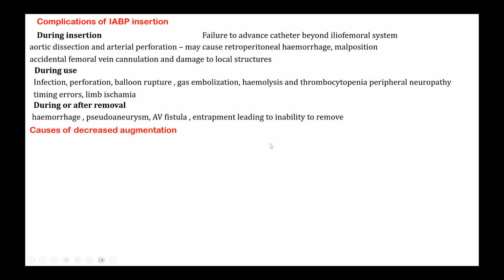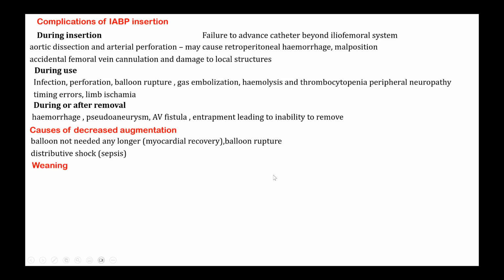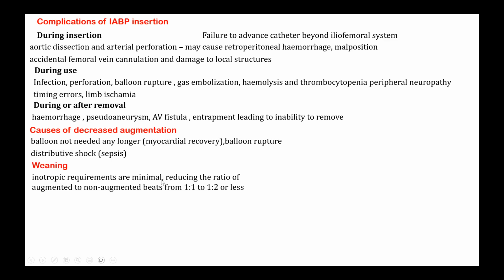And causes of decreased augmentation. Why sometimes, even after insertion of the IABP, conditions do not improve: is the balloon not needed any longer, or maybe it is a recurring myocardial problem or balloon rupture, or the patient has gone into distributive shock. In these conditions, there will not be much augmentation by using that. When to wean from that: inotropic requirement should be minimum, and reduce the ratio of augmented to non-augmented beats from 1:1 to 1:2 or less.